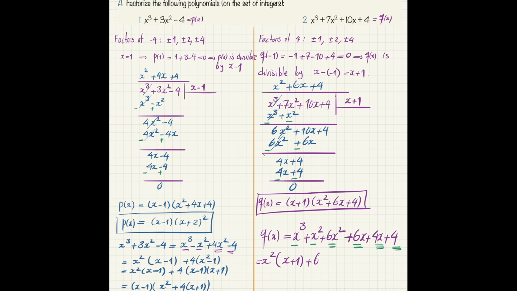I will factor 6x from the second group, it becomes x plus 1, and finally I factor 4 out, it becomes x plus 1, and now you immediately see that I can factor x plus 1 out, and it would be x squared plus 6x plus 4. Yes, and that is exactly the answer we got from this one.